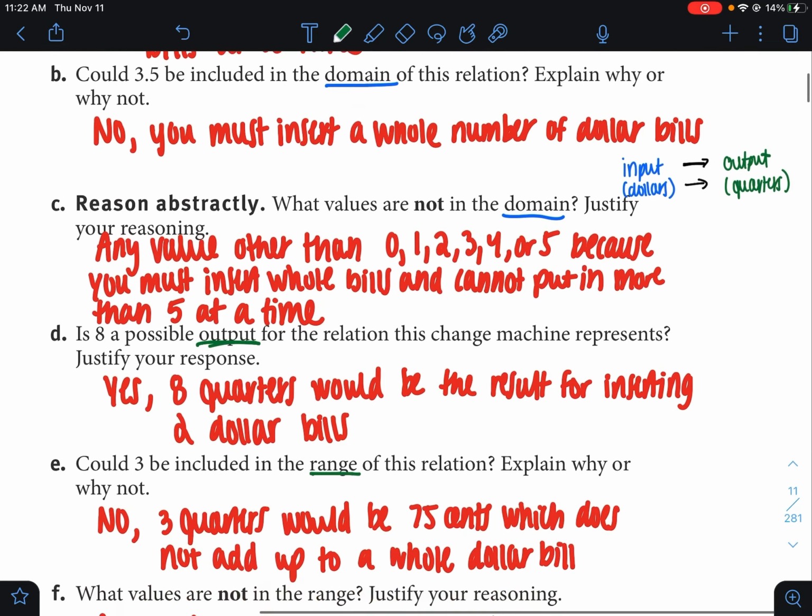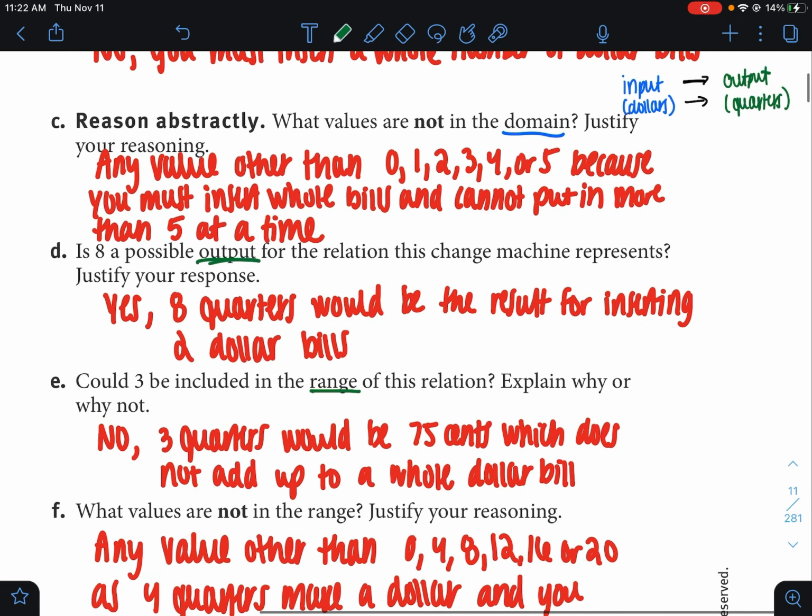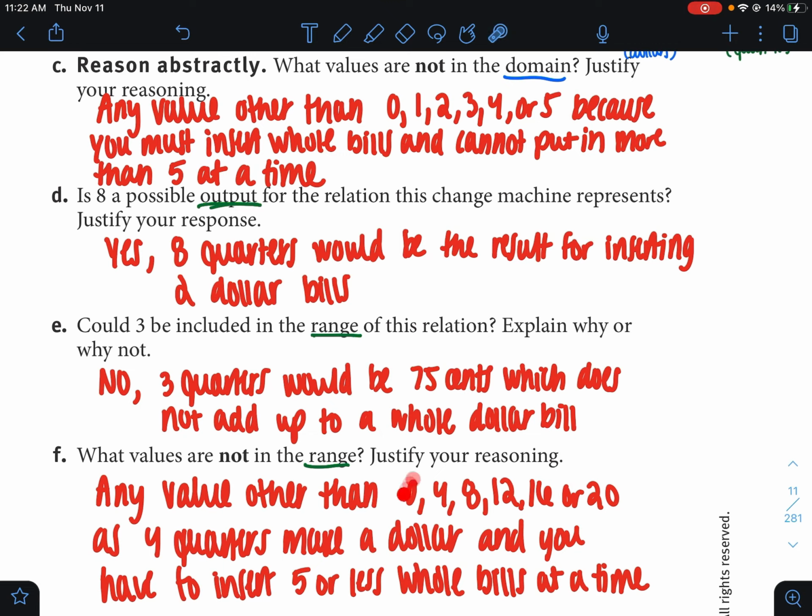And the last one here, what values are not in the range? So range is talking about Y values. What are our outputs? Well, that would be anything other than multiples of 4. Because again, 4 quarters make $1, and we have to input a whole dollar. So here, I input $0, I get out 0 quarters. I input $1, I get out 4 quarters. I input 2, I get 8. $3 gives me 12. $4 gives me 14. And if I put in the max of $5, I'm going to get out 20 quarters.